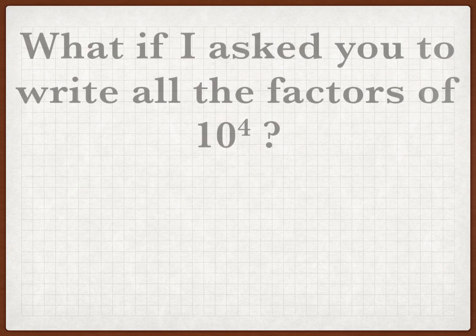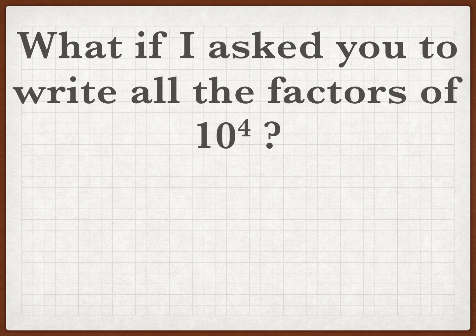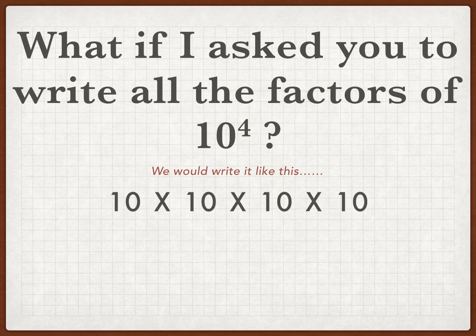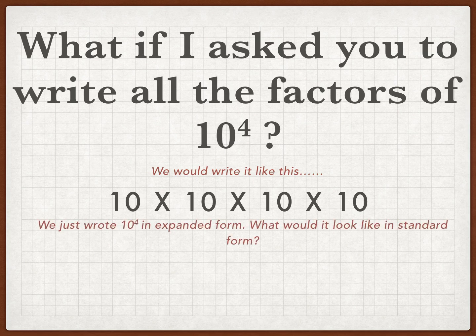What if I asked you to write all the factors of 10 to the fourth? We would write it like this: 10 times 10 times 10 times 10. What we did is we took that base of 10 and we wrote it out 4 times with multiplication signs in between. So we took 10 to the fourth and wrote it in expanded form. What would it look like in standard form? Standard form is if we actually did the math, 10 times 10 times 10 times 10. In standard form, it would look like just the number 10,000.